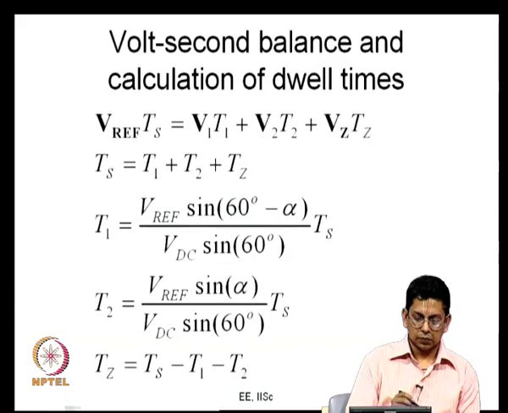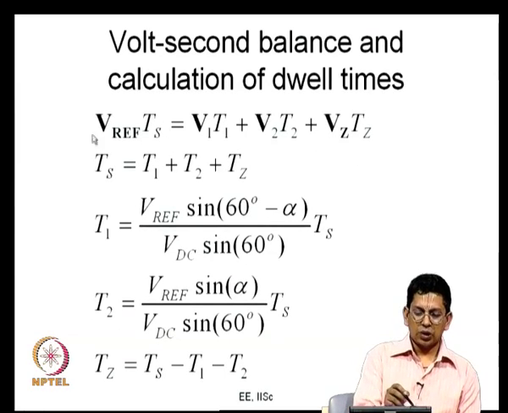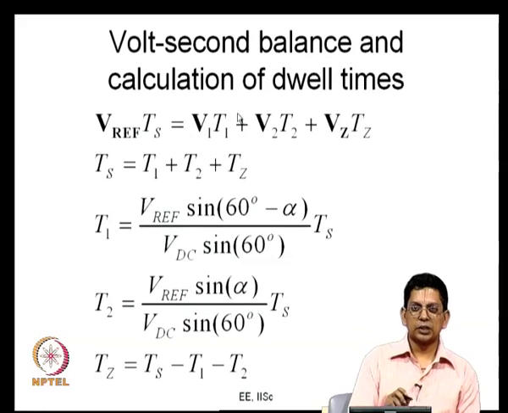So, this is the volt second balance. V reference into Ts is the required voltage, and what is applied is V1 for T1 seconds, V2 for T2 seconds and Vz for Tz seconds. These two have to be equal. So, that is, the volt seconds are equal over a subcycle duration. So, Ts is T1 plus T2 plus Tz.